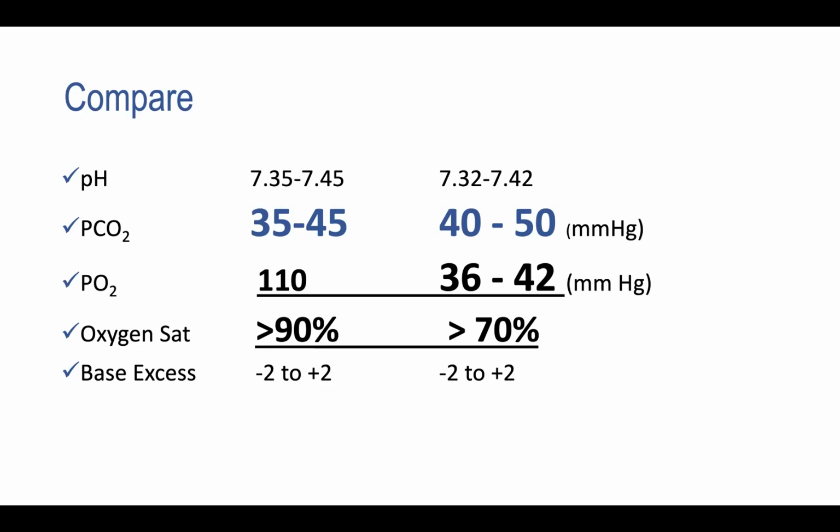So really important to appreciate when you're looking at a venous sample, your eyes will immediately go to PvO2, SvO2, and PvCO2. Everything you want to know about the cells is going to be answered by those numbers.